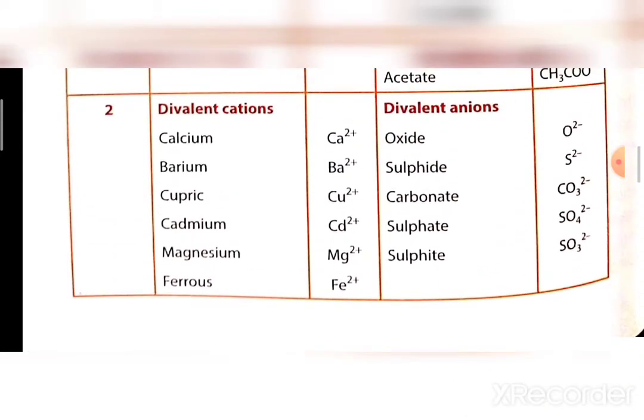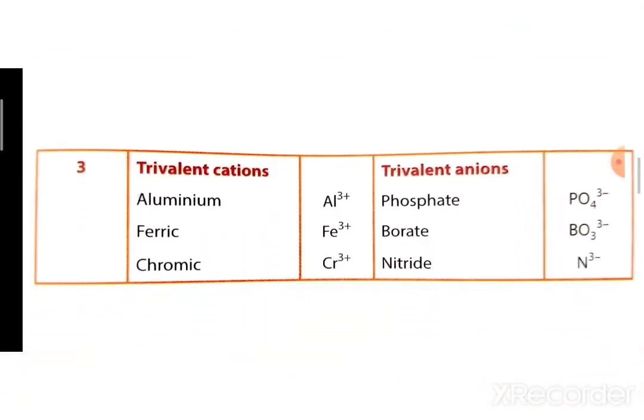Next is divalent cations and anions: calcium, barium, cupric, cadmium, magnesium, ferrous, oxide, sulfide, carbonate, sulfate. All these are having minus 2 or plus 2 valency, that is divalent. Next is trivalent: aluminium, ferric, chromic, phosphate, borate and nitride. All these are having 3 valency, whether plus or minus, so they are known as trivalent cations.